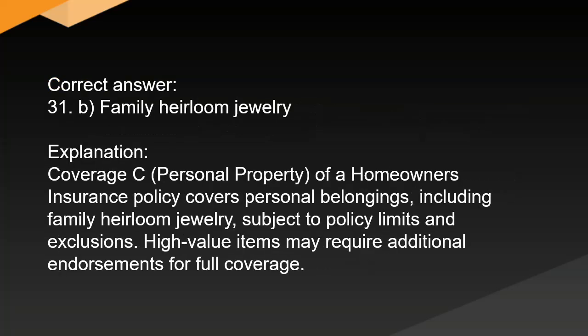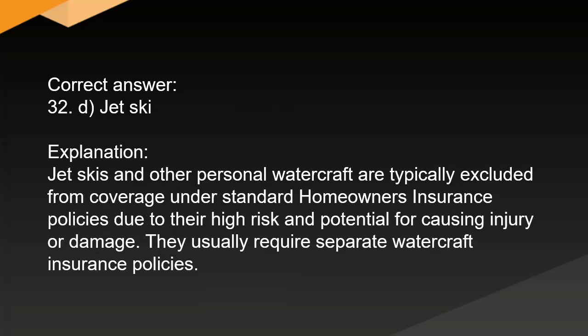Correct answer. B. Family heirloom jewelry. Explanation. Coverage C, Personal property, of a homeowner's insurance policy covers personal belongings, including family heirloom jewelry, subject to policy limits and exclusions. High-value items may require additional endorsements for full coverage.